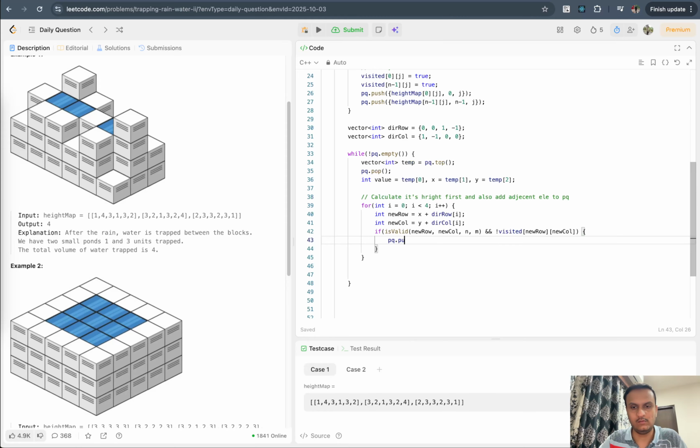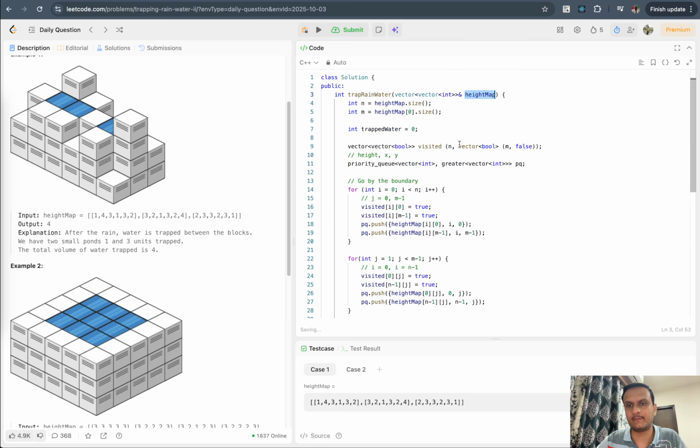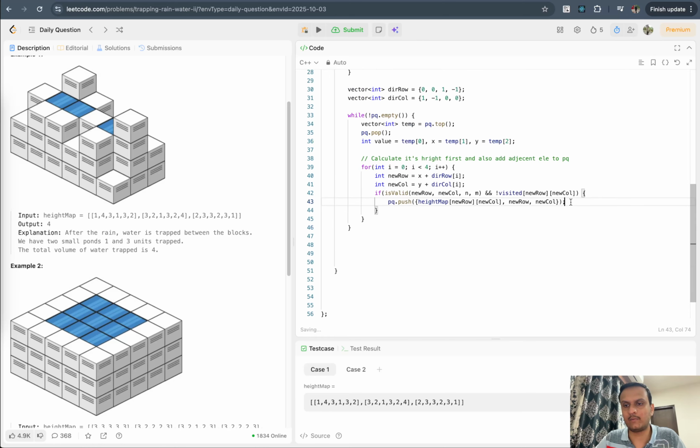One thing I have to do, I have to push again this height map of 3 things. I have to push height map of new row comma new column, where new row is x and new column is y coordinate. And we have to mark this as visited as well. First mark visited of new row, new col equal to true. We haven't calculated height yet.